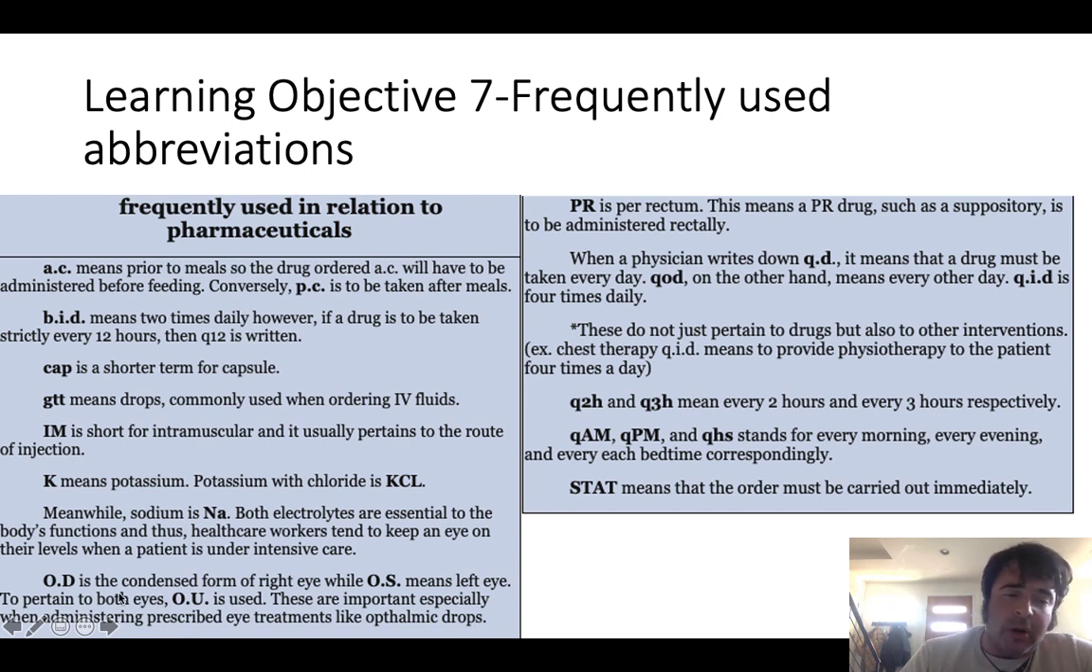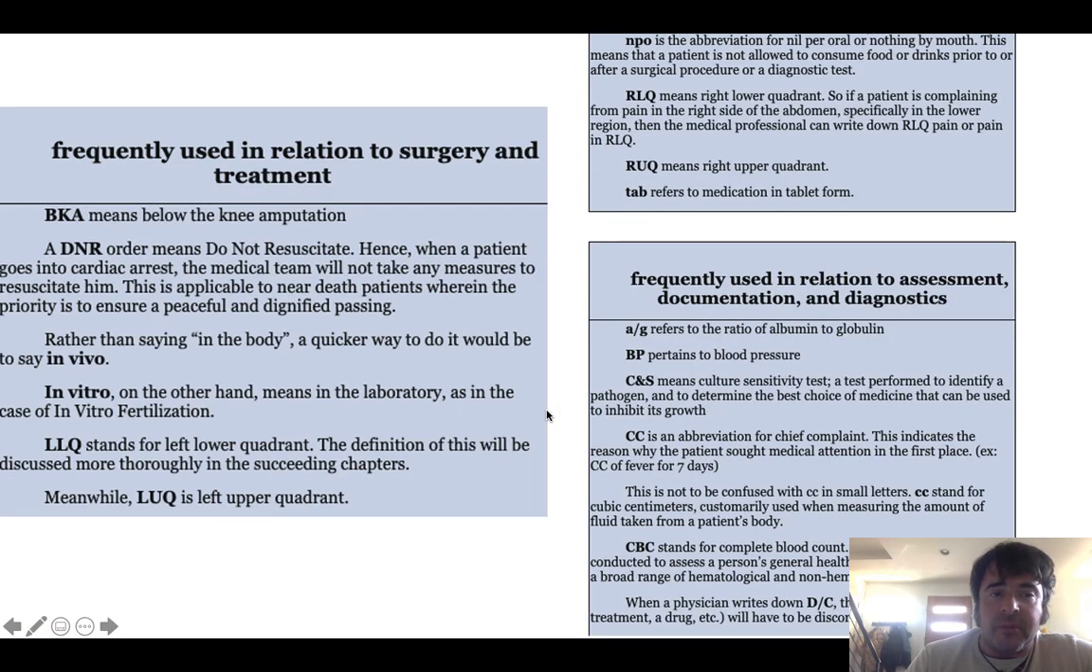Potassium and sodium, you already know the chemical symbols for those. PR means per rectum. QD, that means a drug must be taken 4 times daily. When you say Q number H, it's indicating this drug should be administered every blank number of hours. So Q2H means every 2 hours. Q12H would mean every 12 hours, right? In the AM and the PM, stat means immediately. You already know the medical terminology with the quadrants.